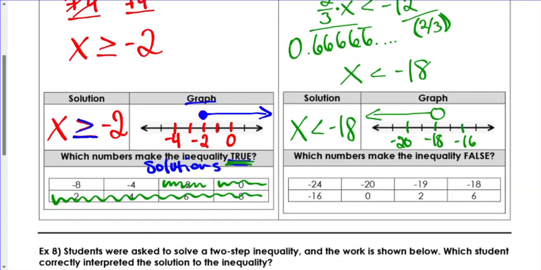And now this question is actually asked backwards. It's saying which numbers make that inequality false? Which numbers are not included in that arrow? Well, actually, negative 18 is the first one. It's specifically saying there is no dot there. That is not included there. Negative 18 is not a solution. Also, all the numbers that are bigger than negative 18, like negative 16, 0, 2, and 6, all the numbers on this side are not hit by that arrow that we drew. So those are the numbers that are going to make this false.